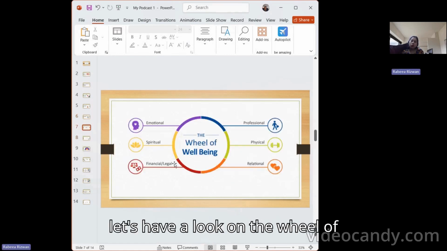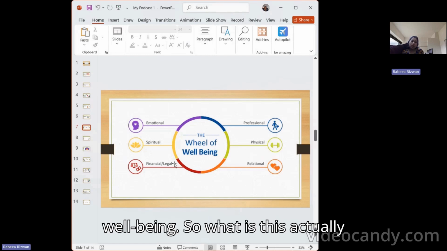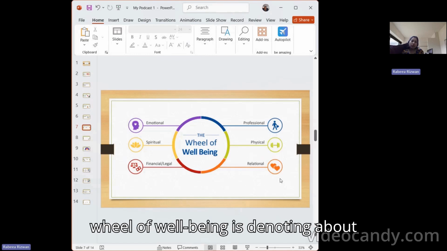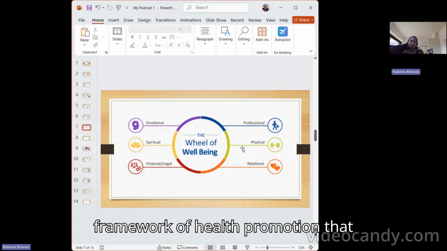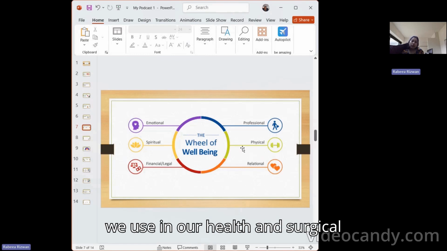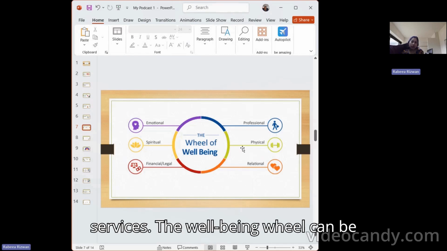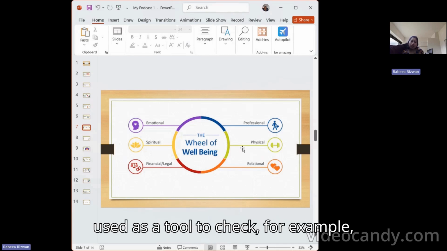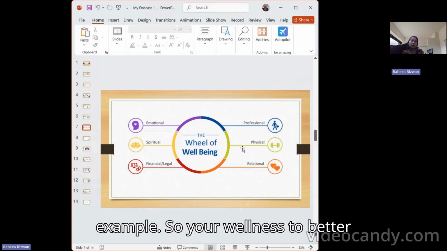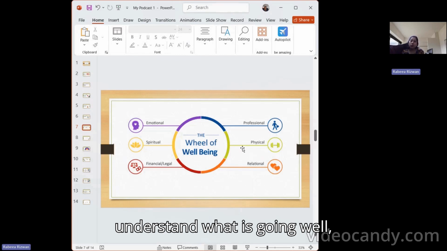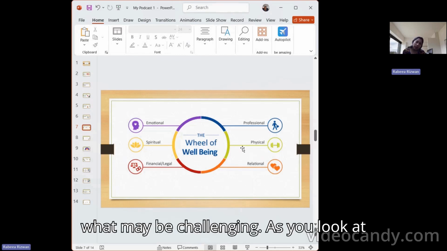Now let's have a look at the wheel of well-being. What is the wheel of well-being denoting? It's a flexible and creative framework of health promotion that we use in our health and social care profession at work and in our services. The wheel can be used as a tool for checking our wellness, to better understand what is going well and what may be challenging.